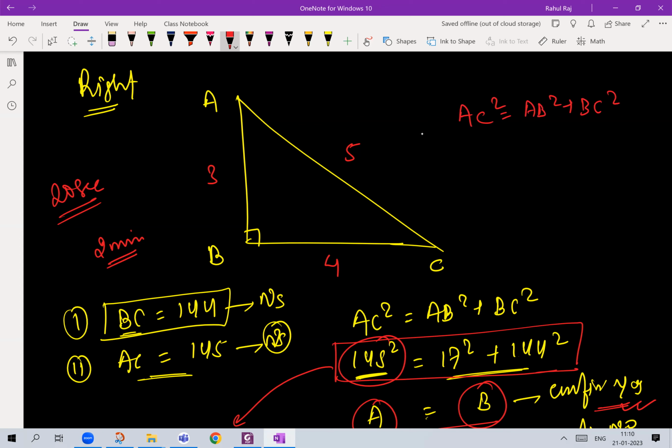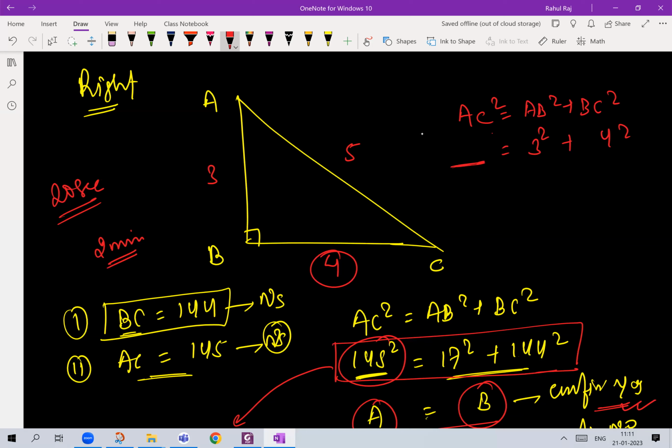Imagine, now you know that AB is fixed for you, 3, right? Now BC, in option number 1, you know BC is 4. So 3 square plus 4 square, you know, but you don't know what AC is. It can be 5 square, it can be 6 square. AC could be 5, AC could be 6, AC could be 7, I don't know. And that's the reason I say option number 1 is not sufficient, because I'm not sure about the value of AC.